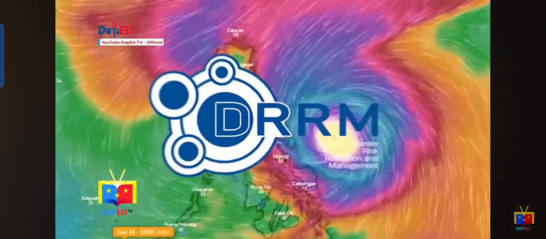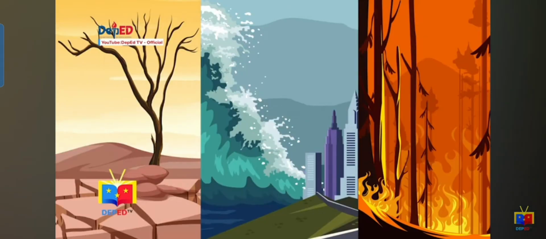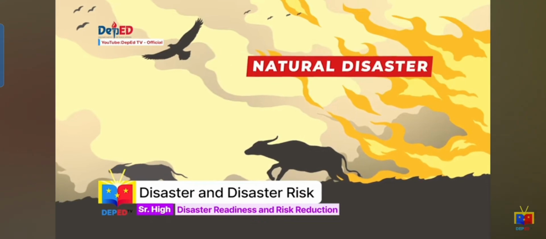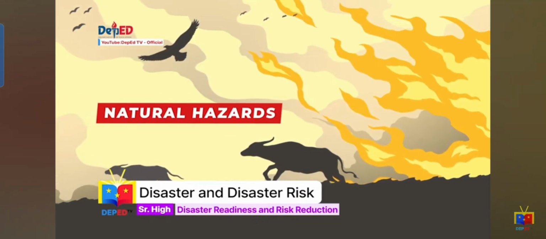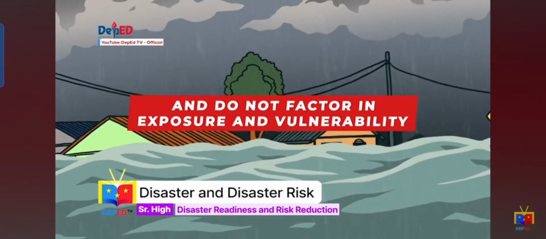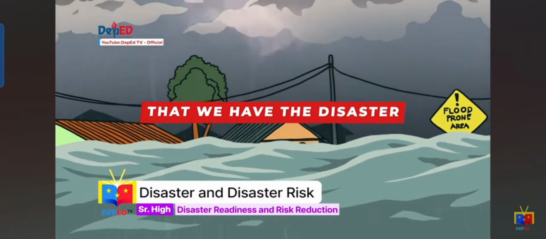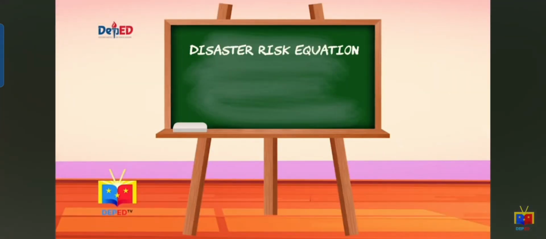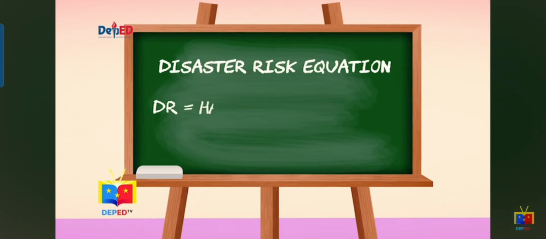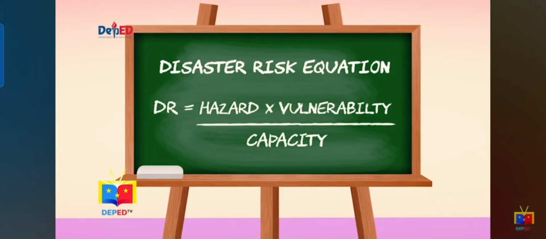Again, in the context of DRRM, earthquakes, floods, volcanic eruptions, landslides, droughts, tsunami, and forest fires are no longer called natural disasters, but natural hazards. It is only when we do not address the hazard and do not factor in exposure and vulnerability that we have disaster. The disaster risk equation looks like this. DR equals hazard multiplied by vulnerability over capacity.